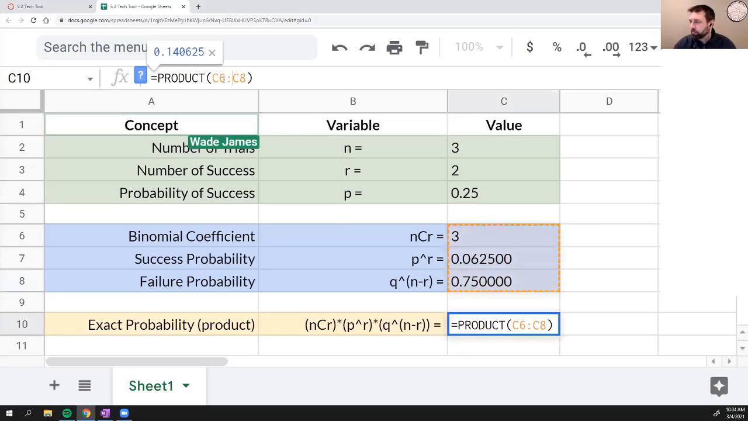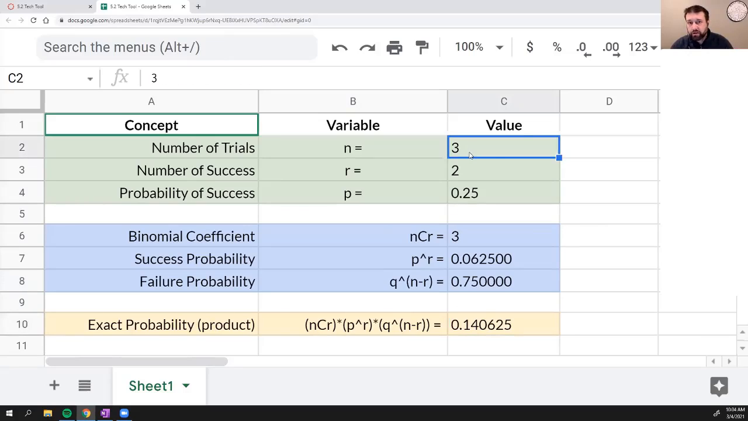And you can see this is the formula that I used. I multiplied those 3 numbers together. So the probability, if you have 3 questions, of getting 2 of them correct is about 14%. That's the exact probability of getting exactly 2 correct.